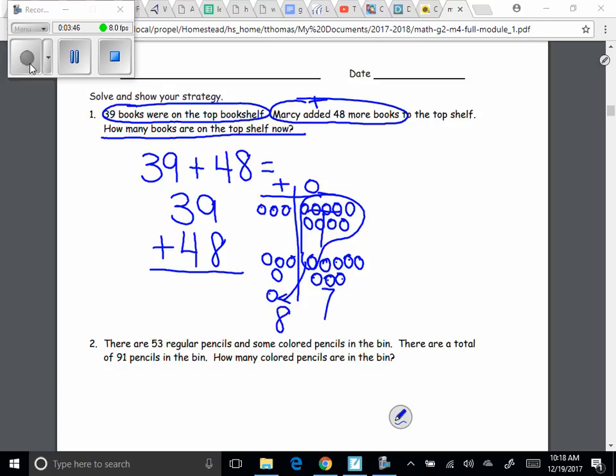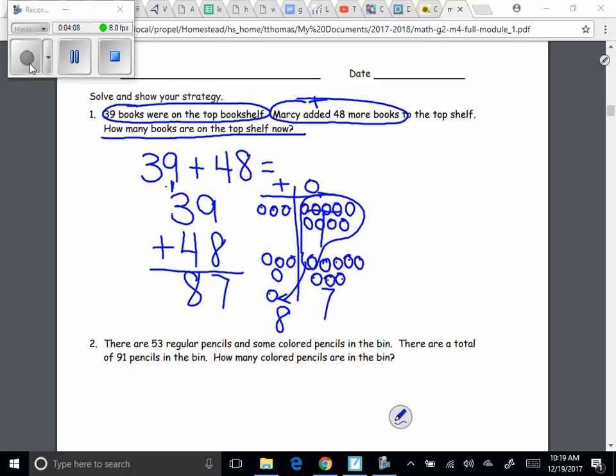So I have 87. And now I'm going to do with my numbers what I did here. I have 9 plus 8, which came out to be 17, which means I have 110. So I'm going to put that 110 up here, put my 7 here. 1 plus 3 is 4, and 4 plus 4 is 8. So the last step, I solved the problem.